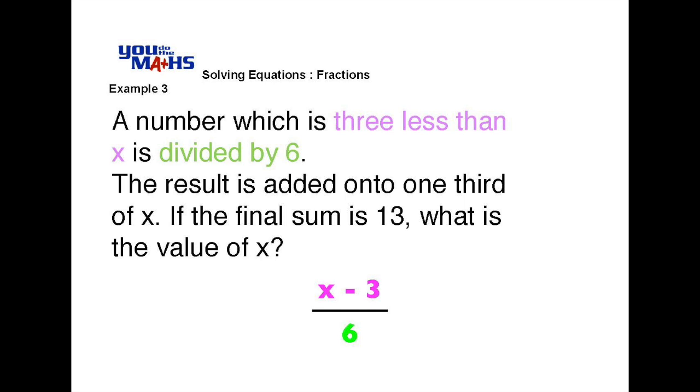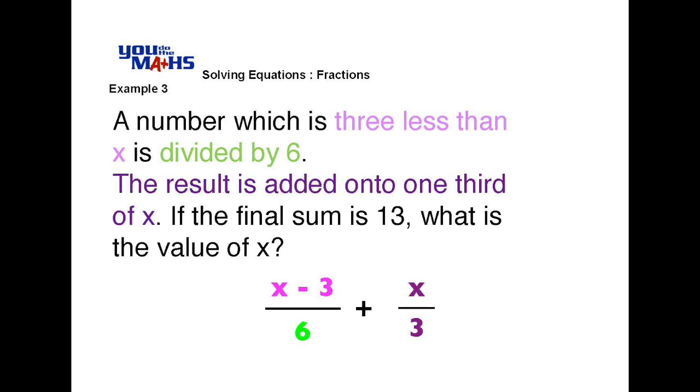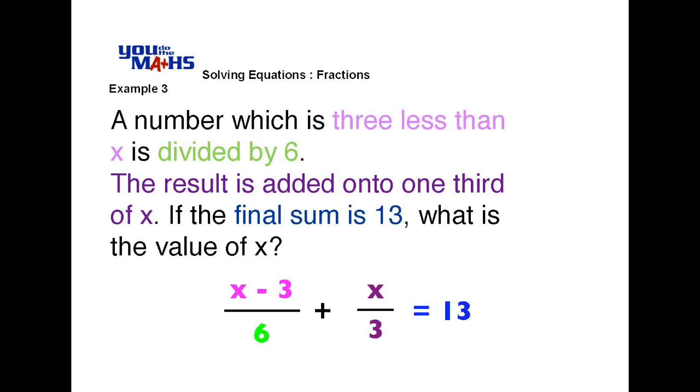Then we add on to that result, in other words the whole thing, 1/3 of x. Now 1/3 of a number is the same thing as that number divided by 3. So we can express that as x over 3 as a fraction. Now the final sum, and sum means to add together, is 13. In other words, the final answer for that piece of algebra is equal to 13.